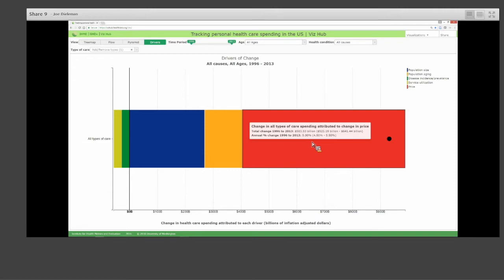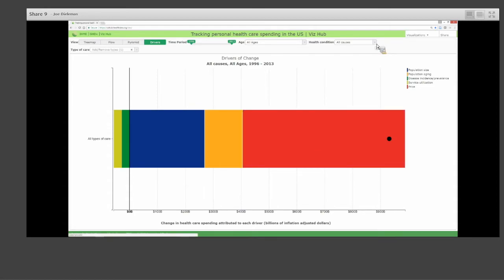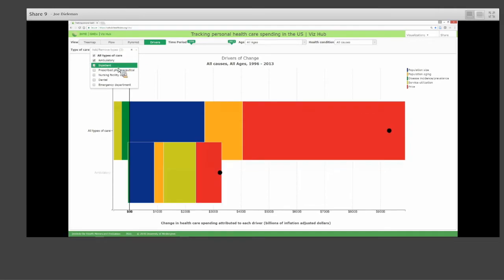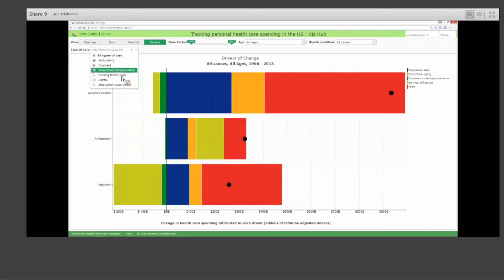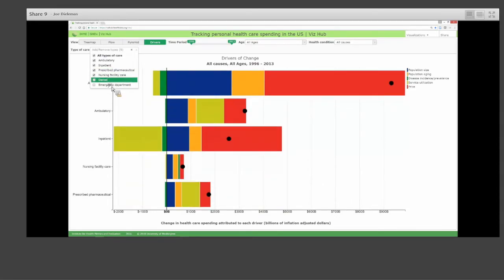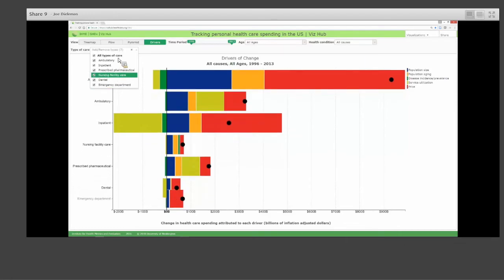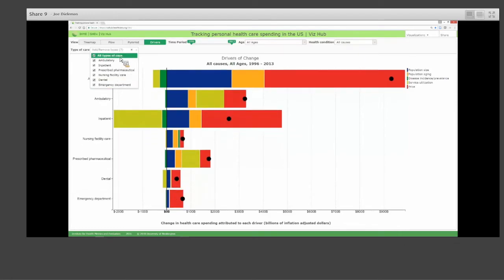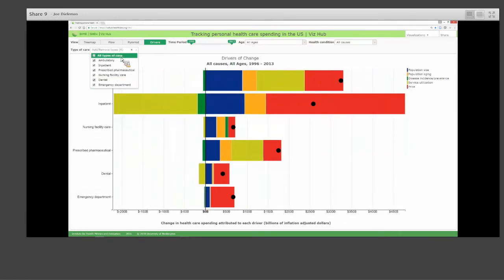What I want to point out now is how we can explore this website in a different way by looking at different categories. So I'm going to add here a split out by ambulatory, inpatient care, prescribed pharmaceuticals, nursing facilities, dental, and emergency department, and I'm going to take away the aggregate, which is the sum of essentially all of those things. And now we can see really distinct patterns across the different types of care.